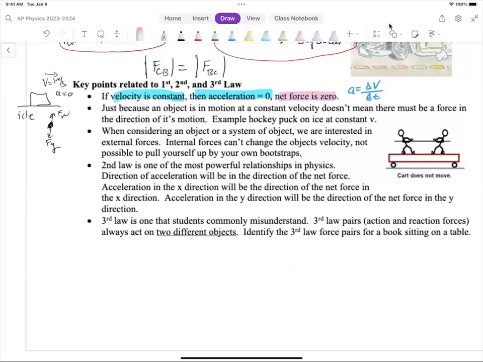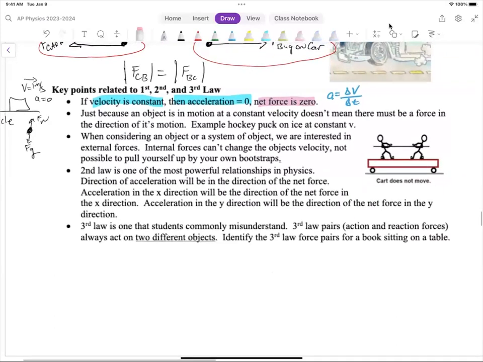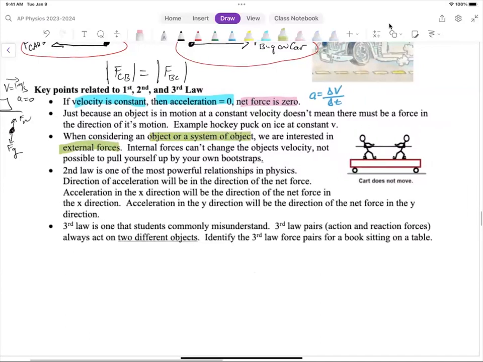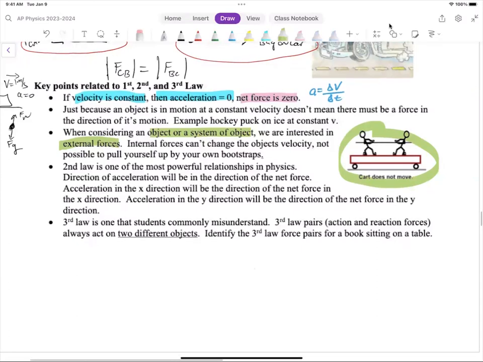Okay. Next thing, we haven't talked about this yet. We're going to get into systems in much more detail. When considering an object or a system of objects, we're only interested in the external forces. Here's a picture of two people standing on a cart, and if they are standing there pulling on each other, we have some internal forces going on, but that won't accelerate the cart because those forces are internal.